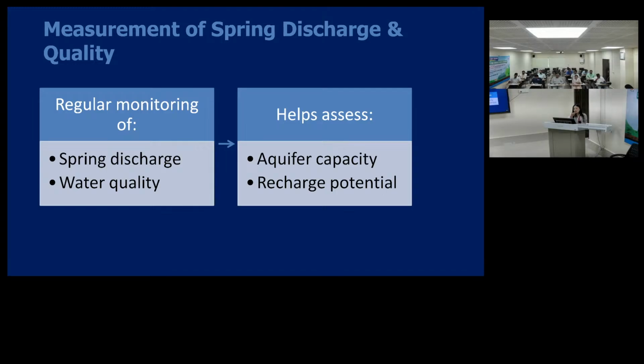Suppose we are regularly monitoring the discharge and the quality for a period of one year, so we can understand that, okay, this aquifer or this spring has this much storage capacity. Through the hydrograph and all those which we have already discussed, we can understand the aquifer capacity and the recharge potential. Suppose the discharge is very low or very high, we can understand that, okay, this has a good recharge potential or a bad recharge potential. So regular monitoring will give us this information.